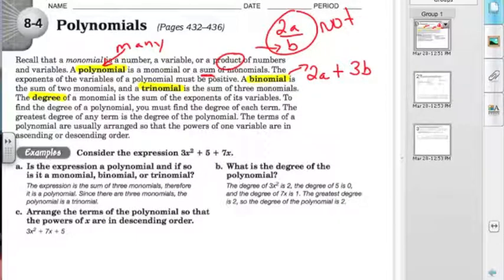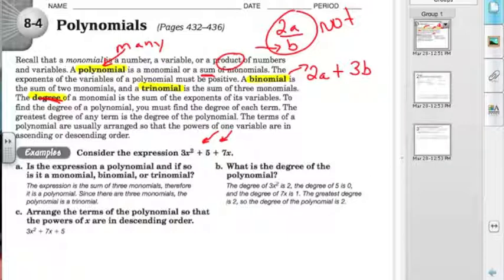All right, the degree of a monomial, that is the sum of the exponents of its variables. So basically you just add up the exponents and that will be it. All right, so down here in the example, consider the expression 3x squared plus 5 plus 7x. Is the expression a polynomial? Yes, it is a polynomial. Everything is being added. All the exponents are there. There's no variable being divided. So yes, it is a trinomial.